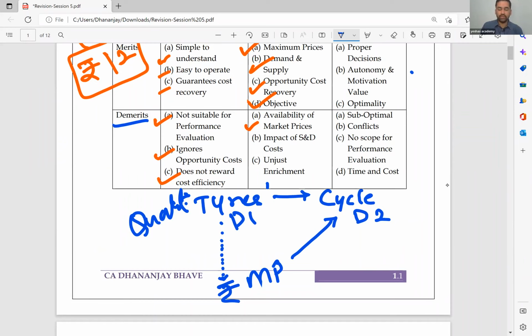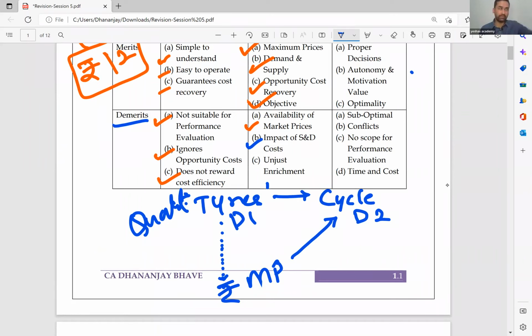Second, impact on selling and distribution cost. Imagine if department 1 says that, boss, department 2, you have to give me market price, otherwise I will not sell anything to you, I will sell everything only outside. Now if department 1 says I will sell everything outside, they will have to incur a lot of selling and distribution cost. So far, when the tire was going to cycle department, it was from one room to another room in the same big factory. There was no selling and distribution cost.